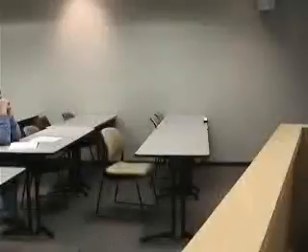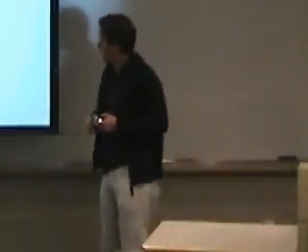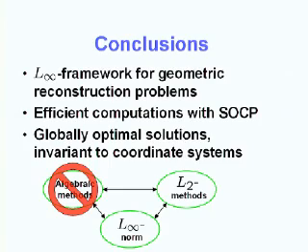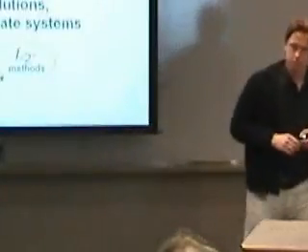So, in conclusion, I presented an L infinity framework for the reconstruction problem. What you get is a globally optimal solution with respect to the homogeneity model, and the solutions are invariant to the coordinate system. I like this image here: we have the L2 method, the algebraic method, and the L-infinity model. My conclusion is that the algebraic methods, there's really no reason for using them. With the L-infinity model, you have a guarantee that you get a global optimum and you optimize something that is geometrically unique.